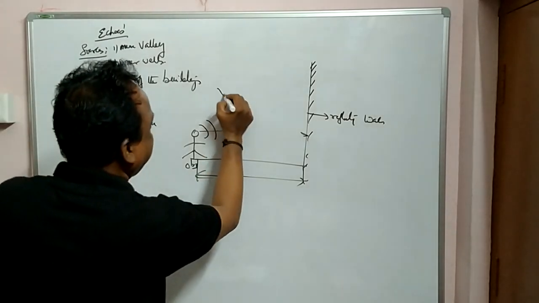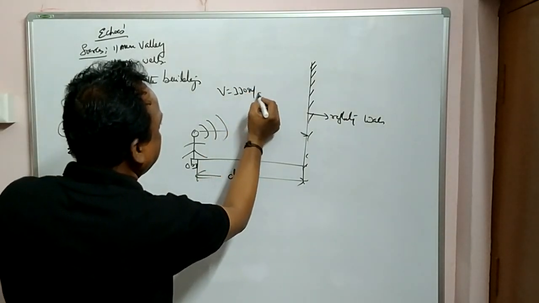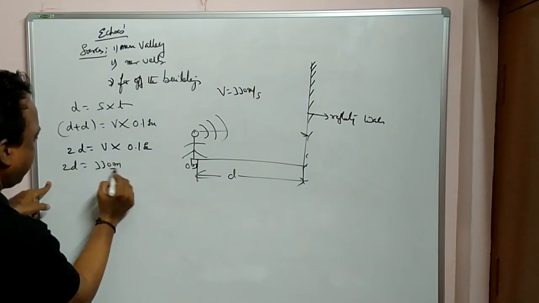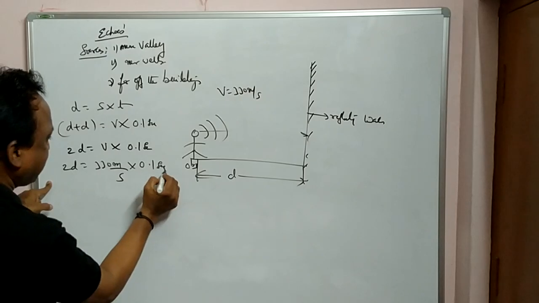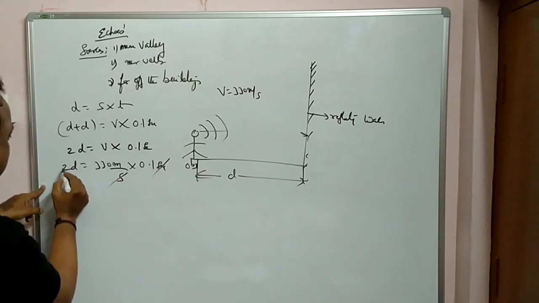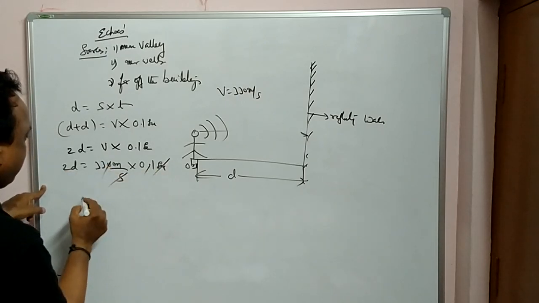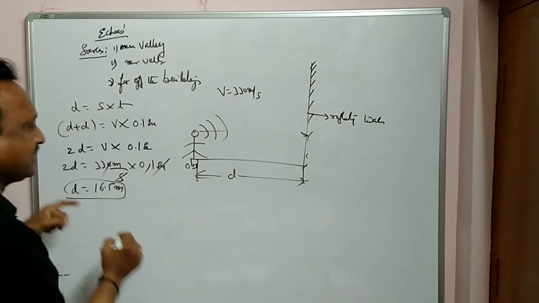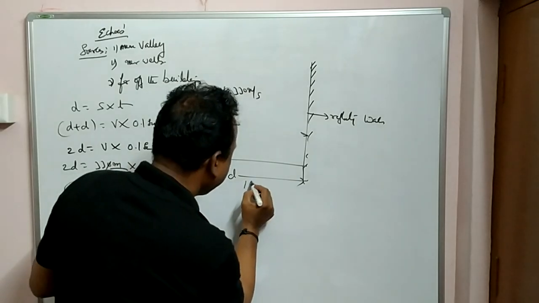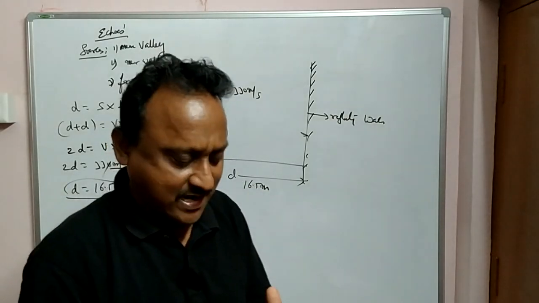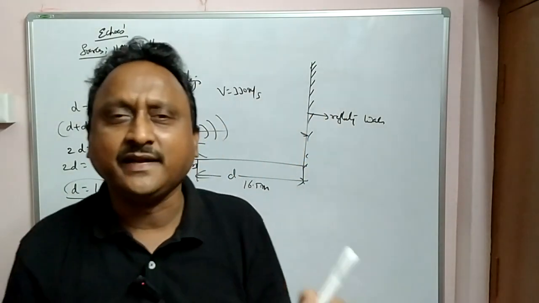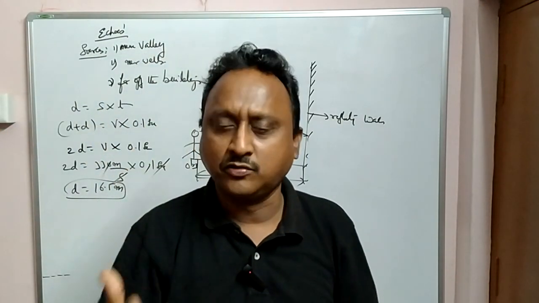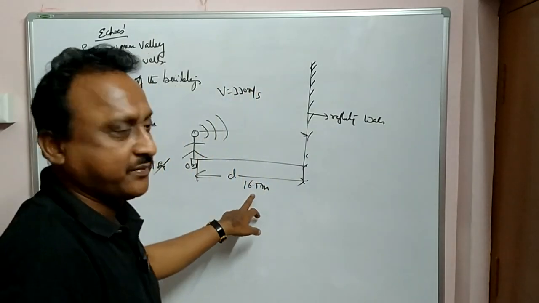But velocity generally we take as 330 meters per second for calculations. So 2d is equal to 330 meters per second into 0.1 second. Second gets cancelled. Okay, this point and this 0. So d is equal to 16.5 meters. So what is the minimum value here? 16.5 meters. That means the minimum distance to be maintained between the obstacle and observer to get an echo is 16.5 meters.